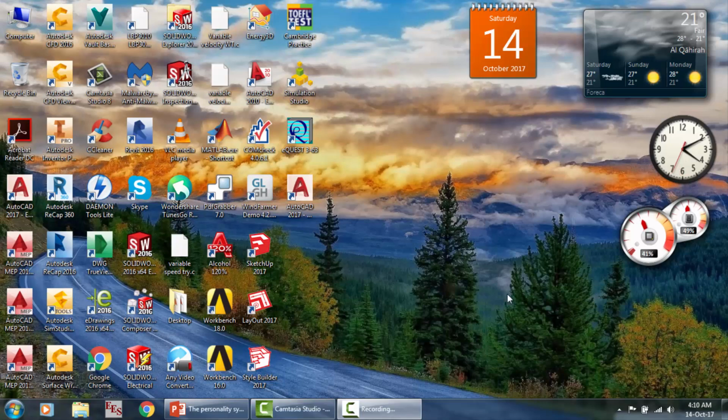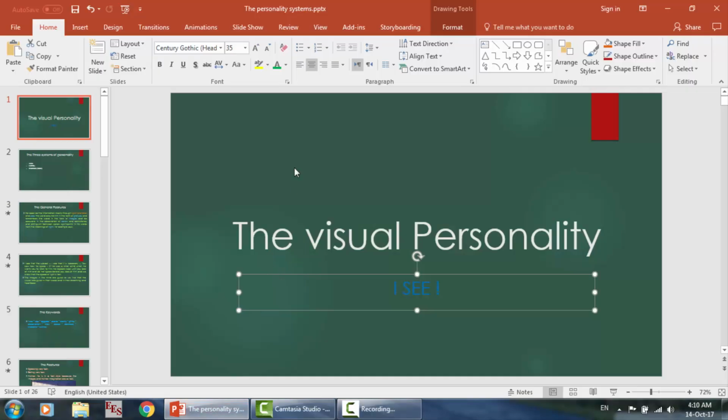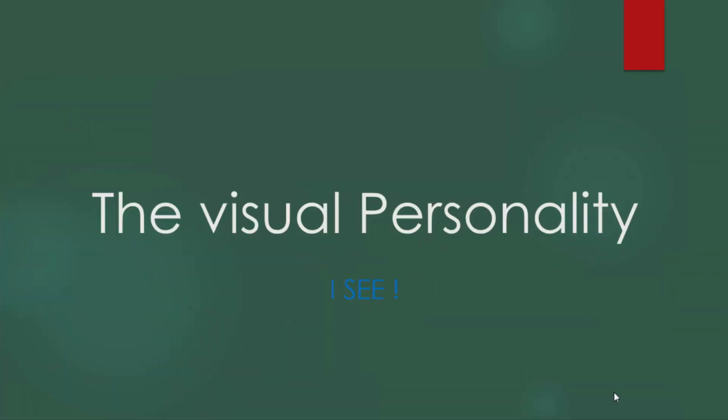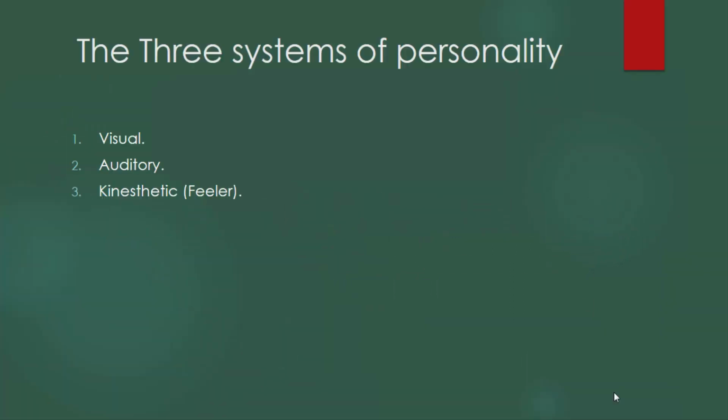In this video and in the next videos, we're going to talk about the personality system, or how a person gets or receives information: visual, auditory, or kinesthetic. In this video, we're going to talk about the visual personality. So the three systems of personality are visual, auditory, and kinesthetic, or the feeler.